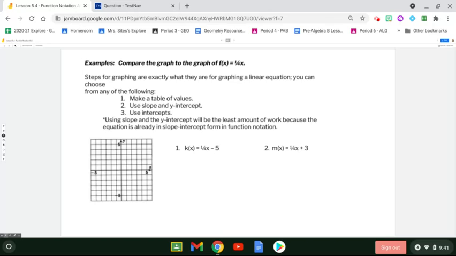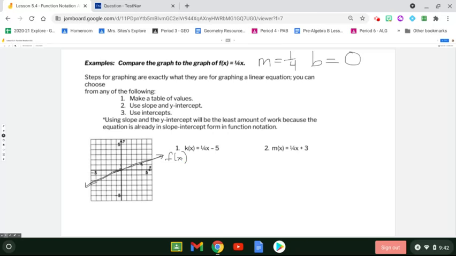So I know the slope is 1/4. I know the y-intercept is 0. So I'm going to do this one in black. I'm going to start at 0, and I'm going to go up 1 and over 1, 2, 3, 4. Make my ordered pair, and graph. Okay, so there's the first function, f of x, and I want you to label it f of x.